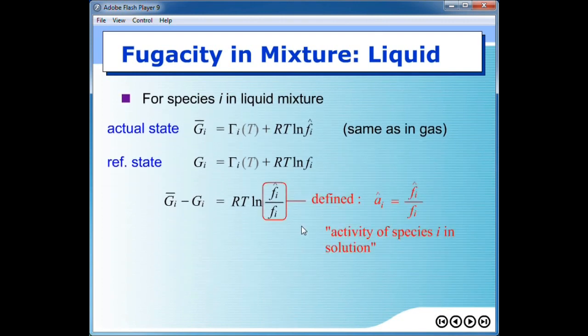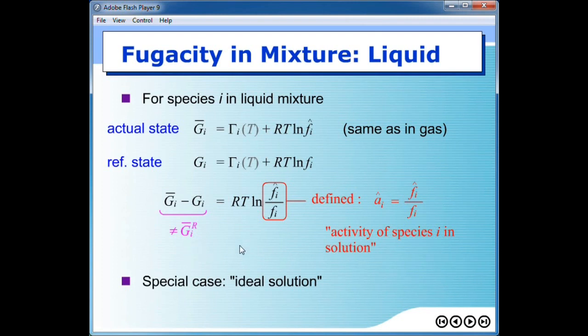This ratio is called the activity of species i in the solution. And on the left-hand side, this difference is no longer the residual property because this part is not an ideal gas property. This one is a pure species property, which may or may not be ideal gas. Actually, it is not ideal gas anymore because we do not normally consider that for a liquid, right? So this is no longer a residual property. So we cannot find this one by using an equation of state anymore.